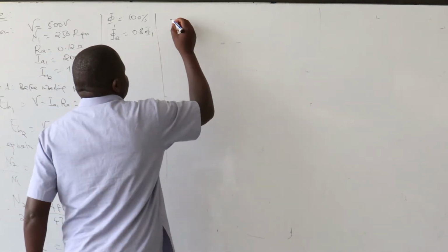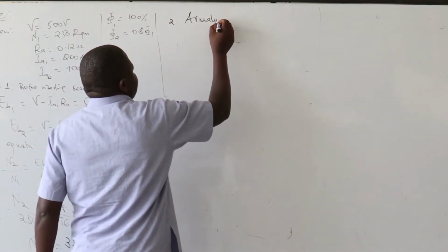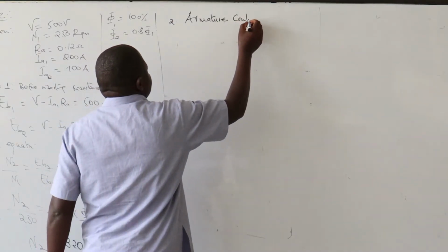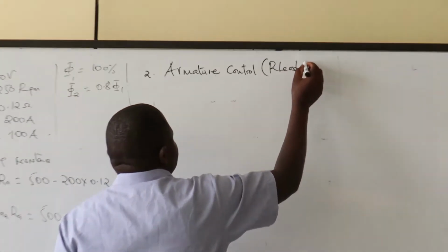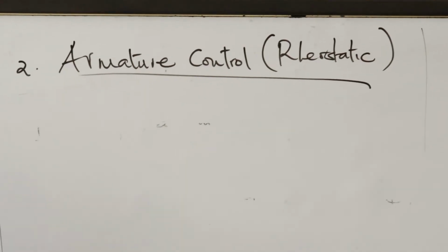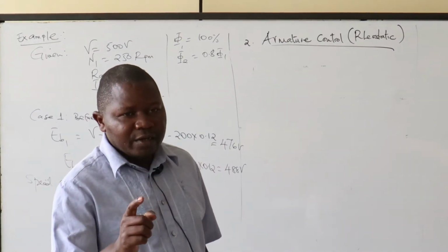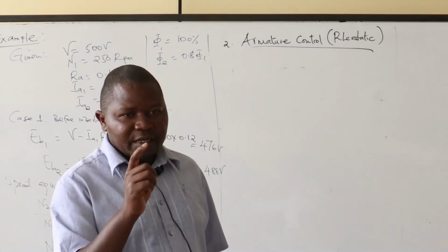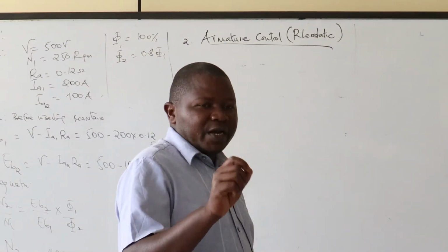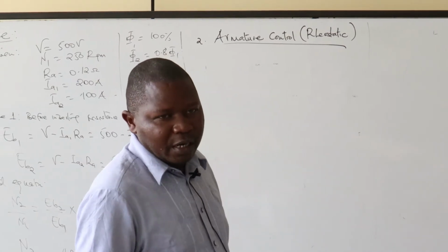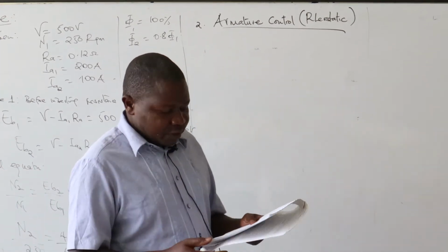Method 2 is called armature control, also called rheostatic control. Now we are shifting the variable resistor from the field to the armature circuit. So we are going to connect the variable resistor in series with the armature.